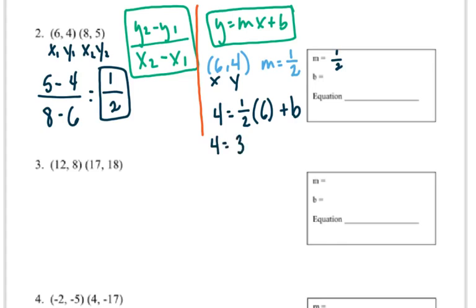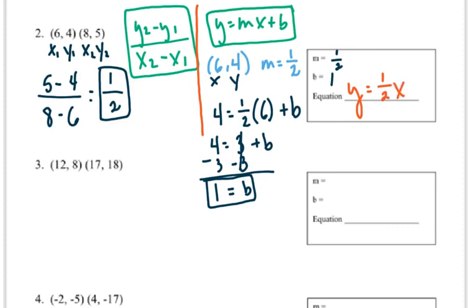1/2 of 6 is 3, plus b. We get b by itself by subtracting 3 on both sides. 4 minus 3 is 1. So I just solved for b. I have an m. I now have a b. So the equation of my line is y equals 1/2 x plus 1. Easy. So easy. Go ahead and try the rest of this page.